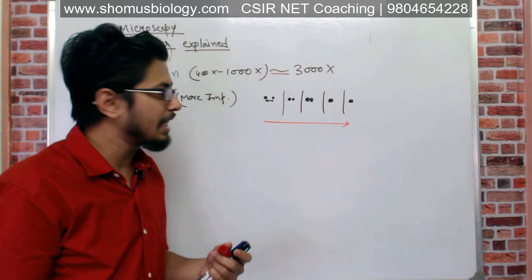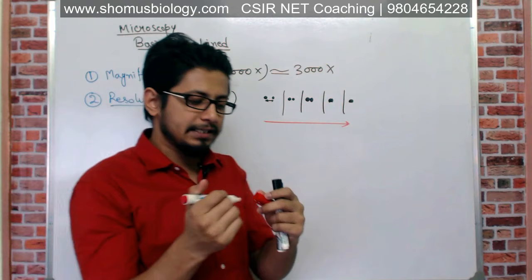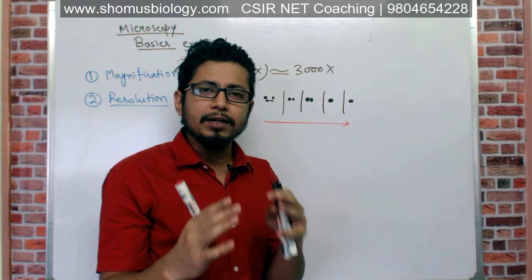Now this is known as the power of resolution, because our naked eye has a power of resolution, and the resolution is a fixed value, right? We cannot distinguish between two objects or two points as separate entities beyond that value.